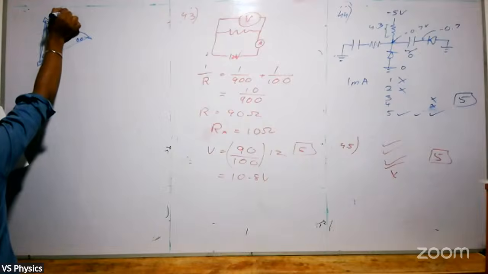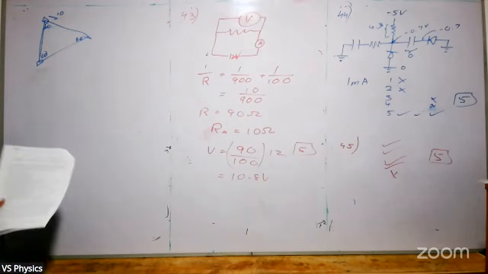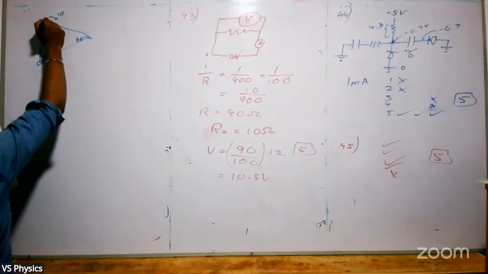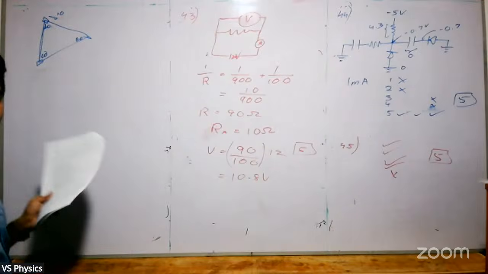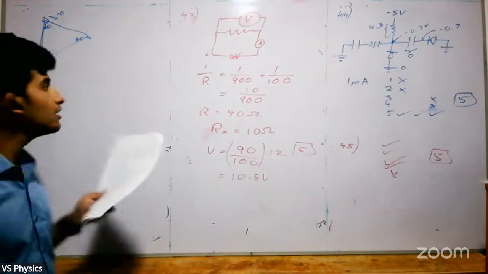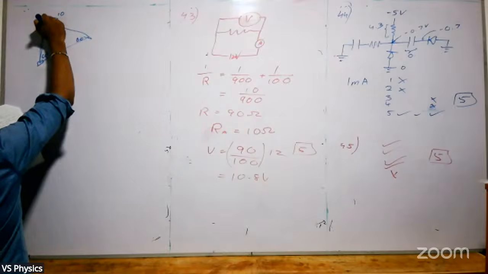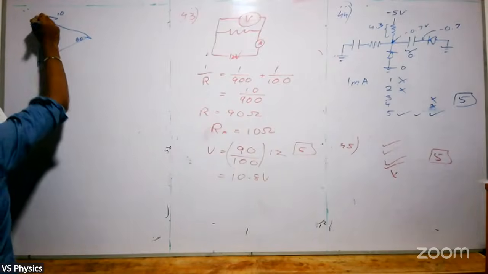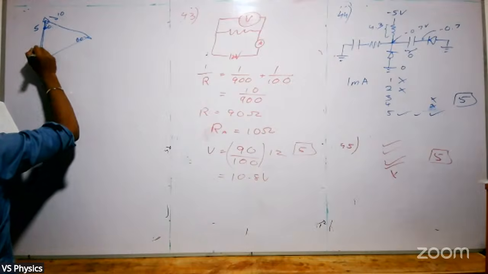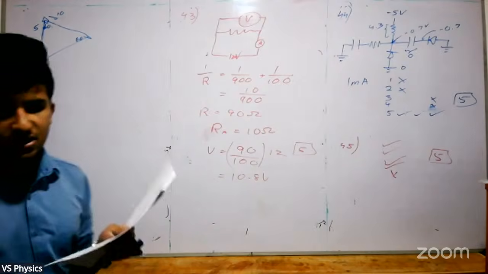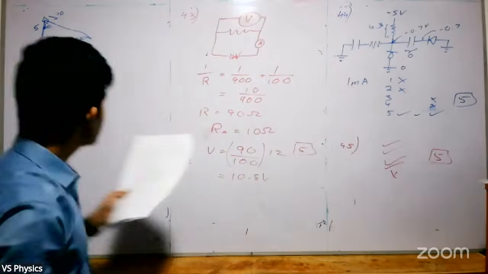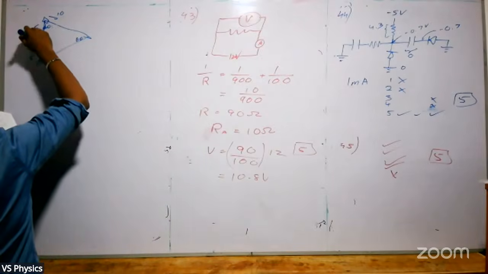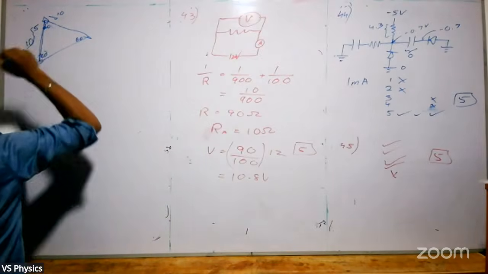If this is traveling at 10 ms minus 1, what is the velocity component vertically? Vertical velocity component is 10 cos 60, cos 60 is half, so it is 5. Even the relative velocity between these two is 10. Relative velocity is 10.